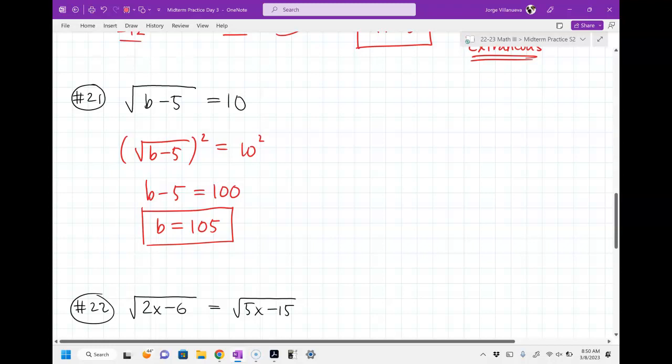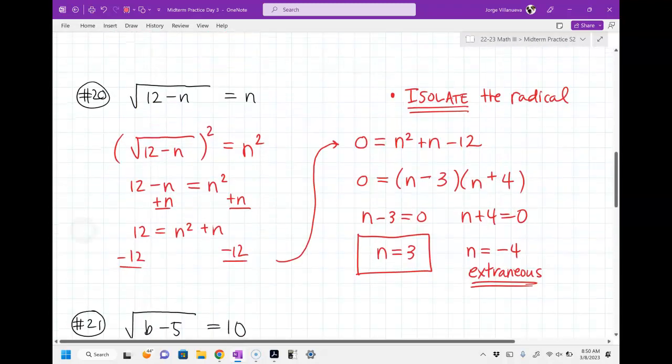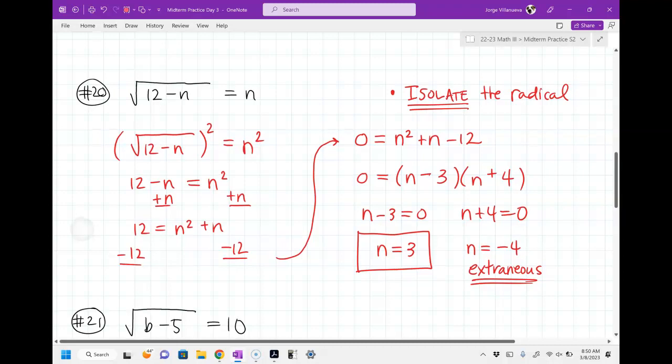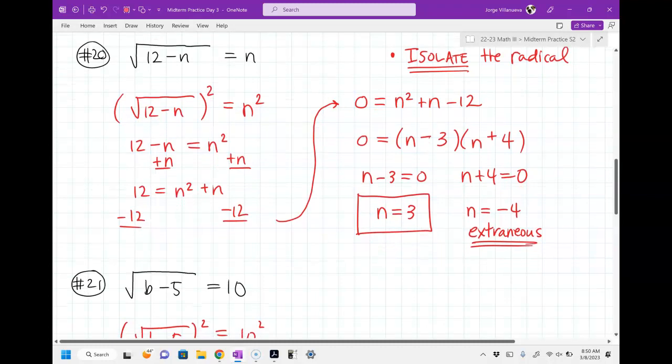So this one, a 21, I think was easier just because there's no variable on the other side. That's when it kind of gets a little bit tricky. And then this one right here did have a variable on the other side. So you end up with trinomials. You got to use the X method, right? Or guess and check, whatever you prefer.